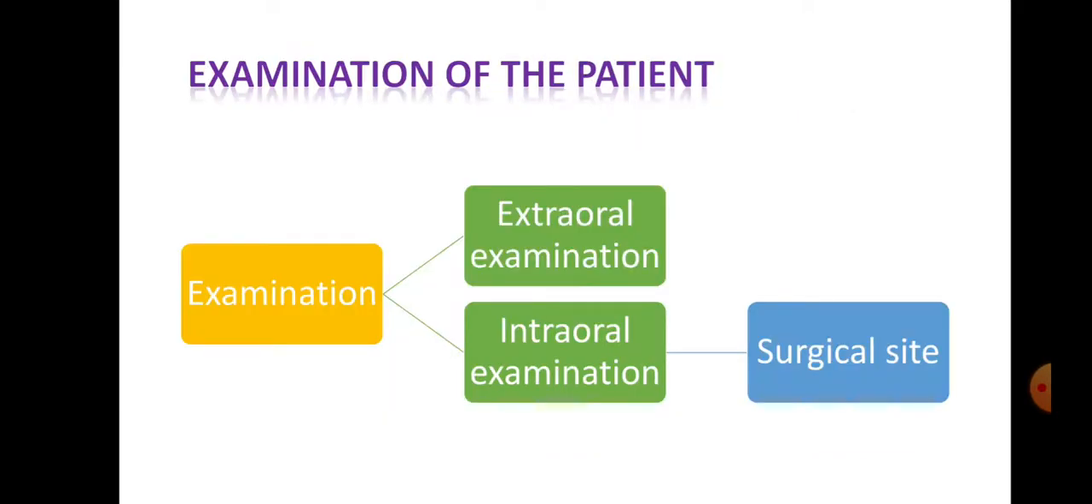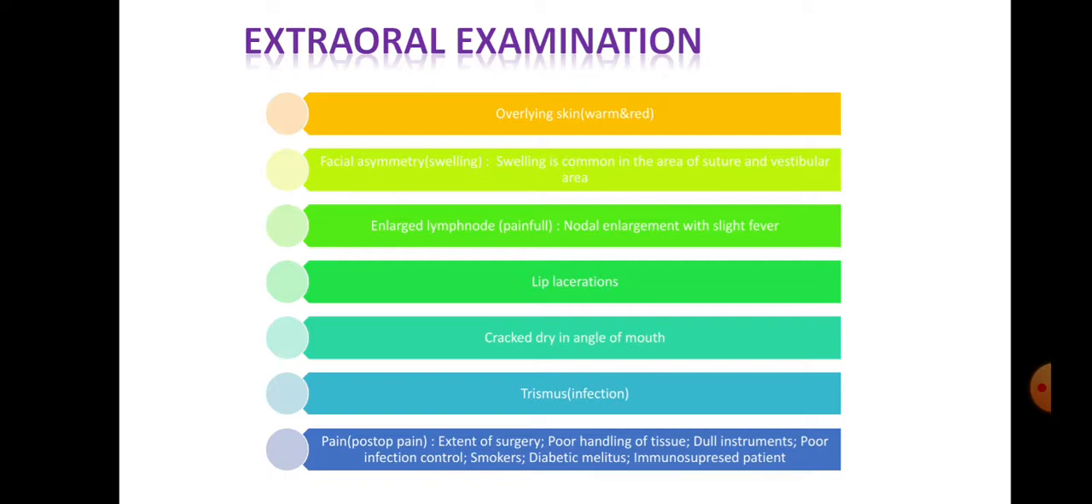Then we examine the patient. We do an extraoral and intraoral examination. We do an intraoral examination of the surgical site. So what do we look at in the extraoral examination? We look at the overlying skin for the warmth and the redness. We look for the presence of pain, any kind of swelling, enlarged lymph nodes, lip laceration, cracked lip and trismus.